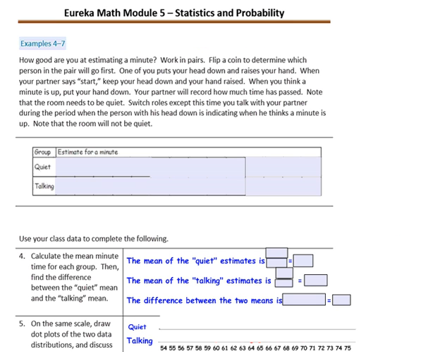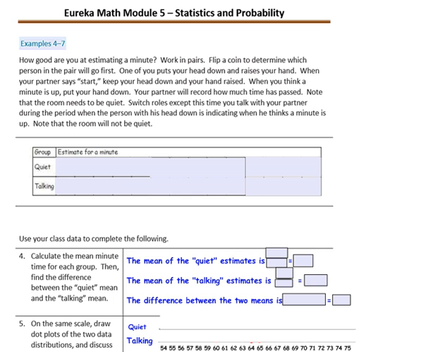Examples 4 through 7. How good are you at estimating a minute? Work in pairs. Flip a coin to determine which person in the pair will go first. One of you puts your head down and raises your hand. When your partner says start, keep your head down and your hand raised. When you think a minute is up, put your hand down. Your partner will record how much time has passed. Note that the room needs to be quiet.